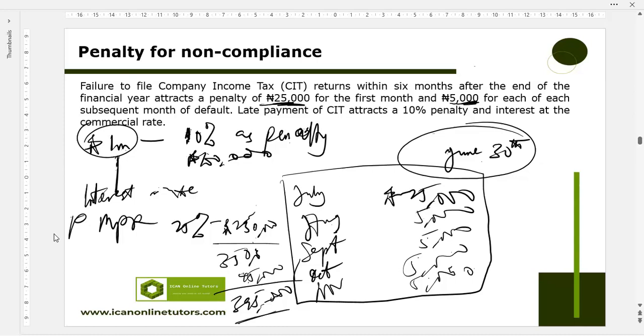Do you understand? So, failing to file as at July, you bring out that 25,000 at first. Then for the penalty, it will compute it based on the number of days falling due. But ordinarily in the tax law, you should apply it straight. So that's that.